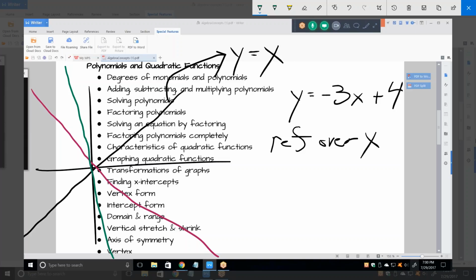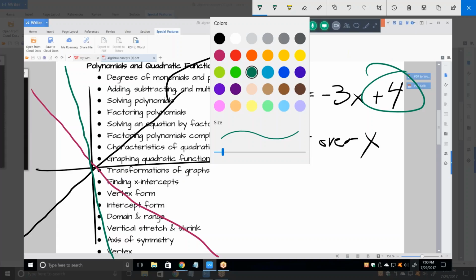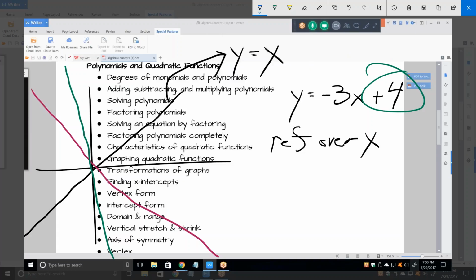And then the plus 4? A vertical shift of 4, which takes that point right there and puts it right there. So now I draw that same green line, only I've shifted everything up by 4.